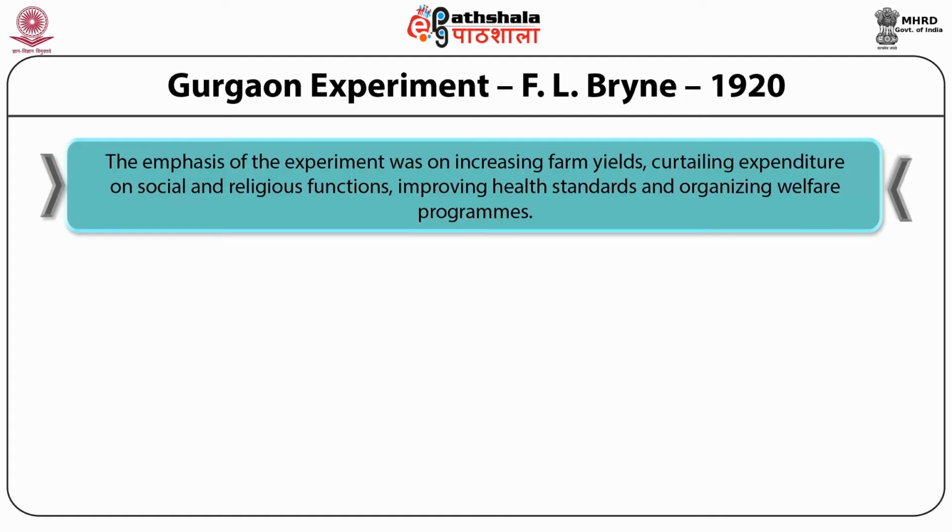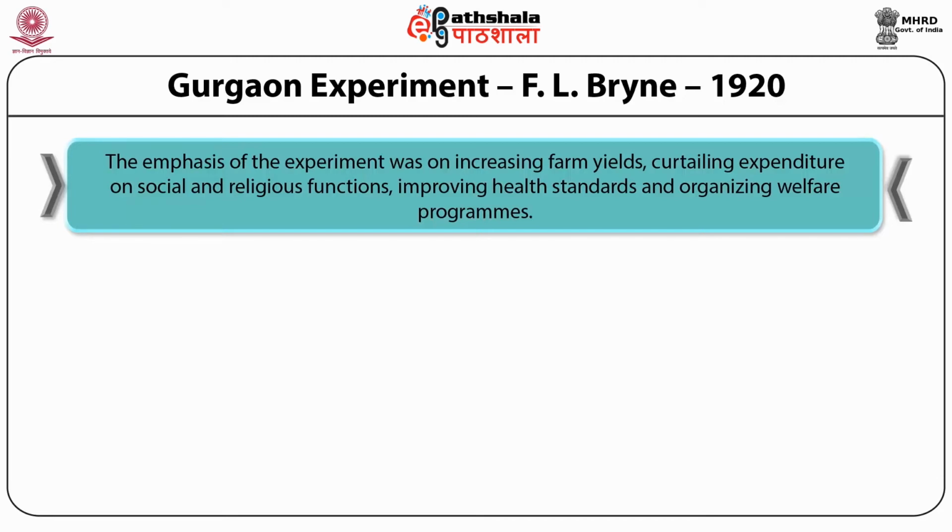Looking into the nature of the objectives set forth, agriculture was an inseparable component of ensuring development. Rather, it is the base of other developmental initiatives. Basically, the experiment was an initiative of changing the attitude of the people. With the changing attitude, change can be introduced in the society. May it be increasing agricultural production, curtailing expenditure on social and religious functions, etc., changing attitude plays a key role.